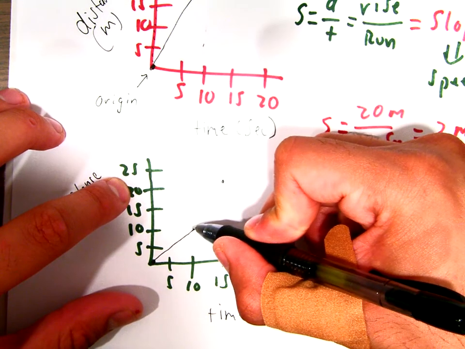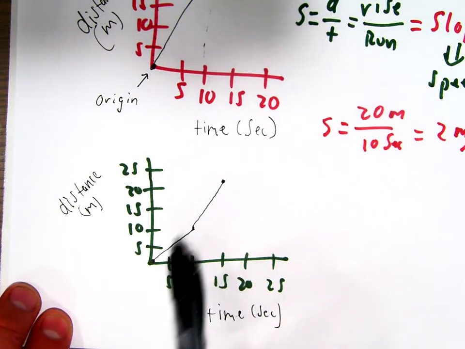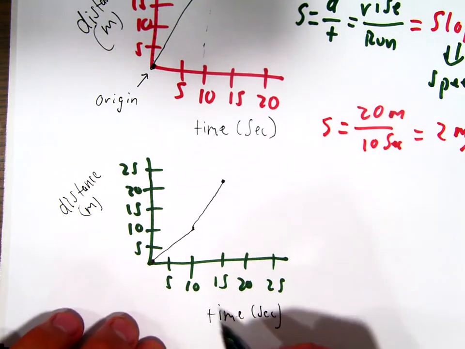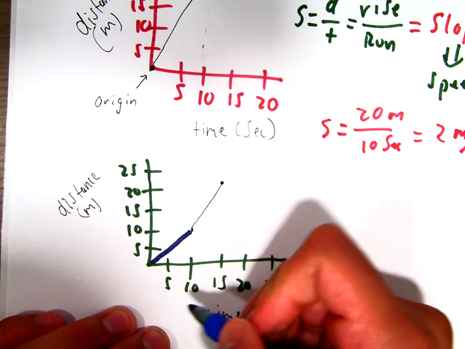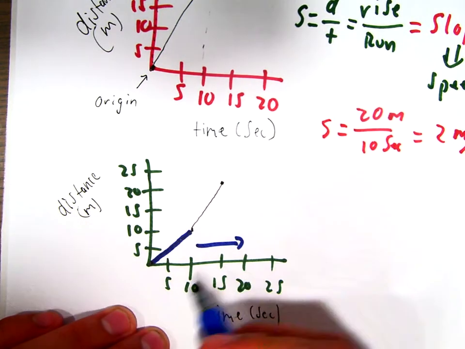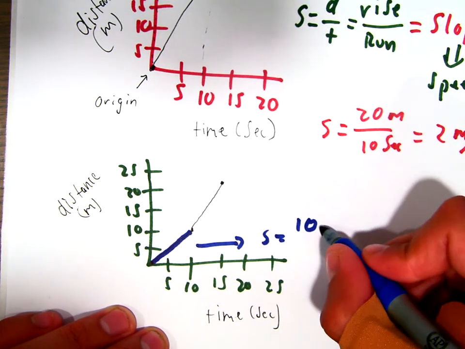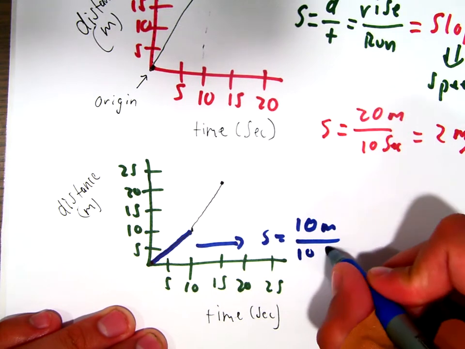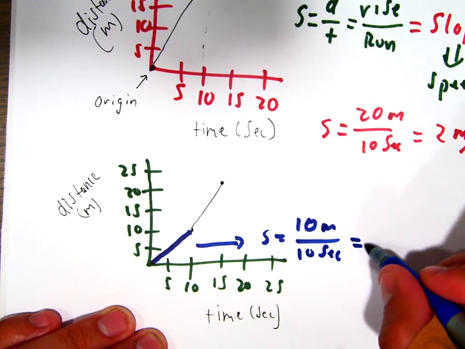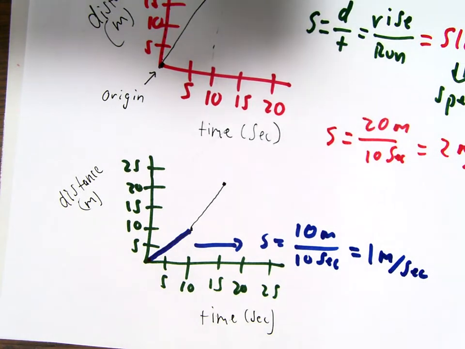Like that. Okay? So I can calculate the speed at each different point. So let's go ahead and do that now. So at this first point here, at this part of the line, if you notice, I rose 10. So my speed equals 10 meters divided by, my run was also 10 seconds. That's just 10 divided by 10, which is 1 meter per second. Okay? But what about that second portion?